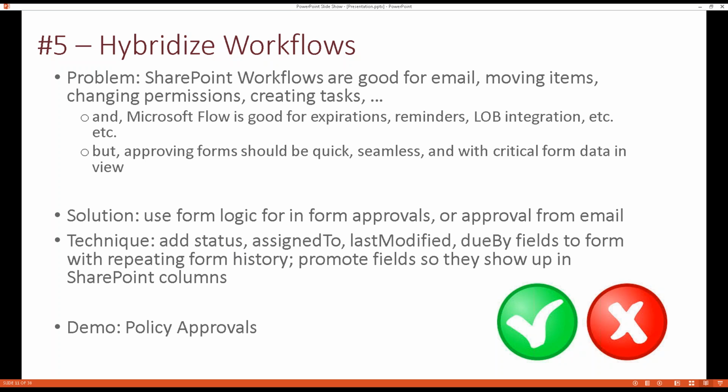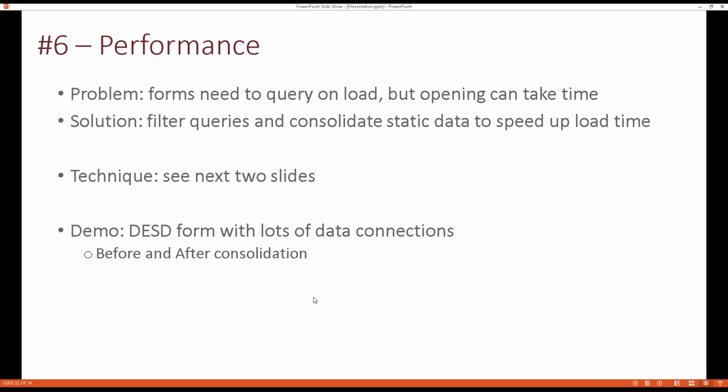So the workflow is going to be using those fields to send an email. SharePoint workflow is great for doing that, sending email. Also, it's great for moving items, changing permissions, creating tasks. Flow is great for expiration, reminders, and line of business integration for other downstream processes like SQL databases and so on. But you still need to have something in your form that allows you to approve something while you're looking at the data. And for that, you need to create a form that integrates with the SharePoint workflow and flow by promoting those columns. So that's the best practice.